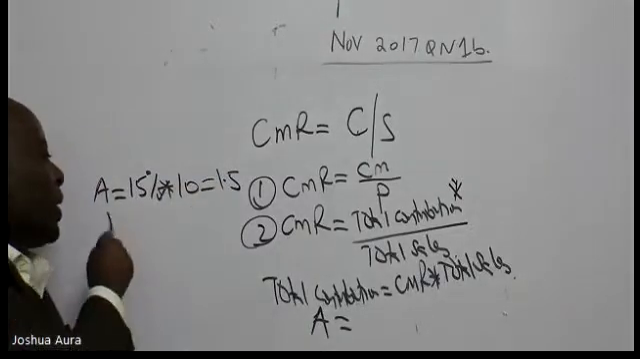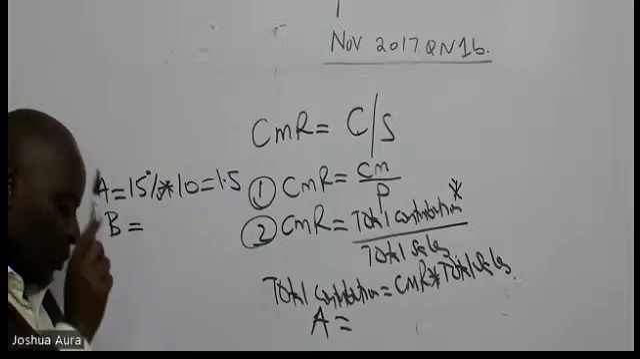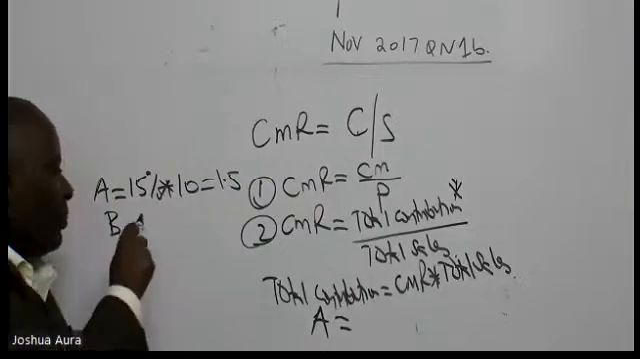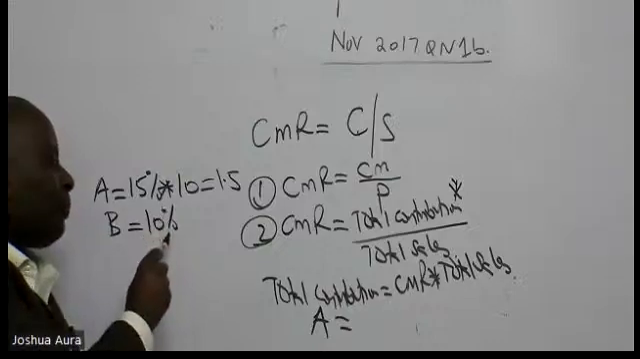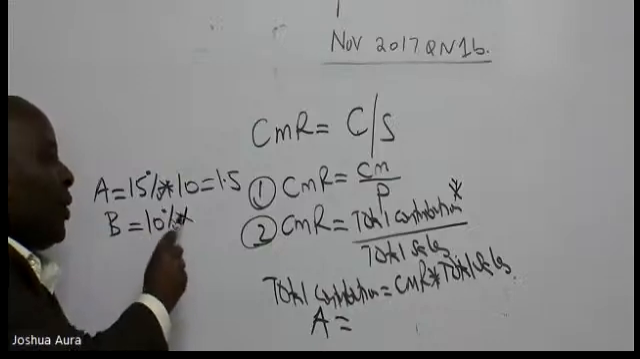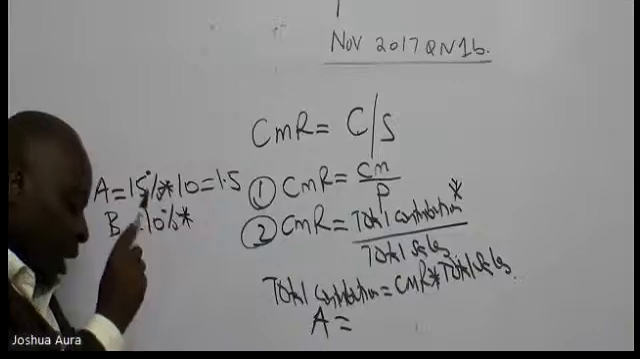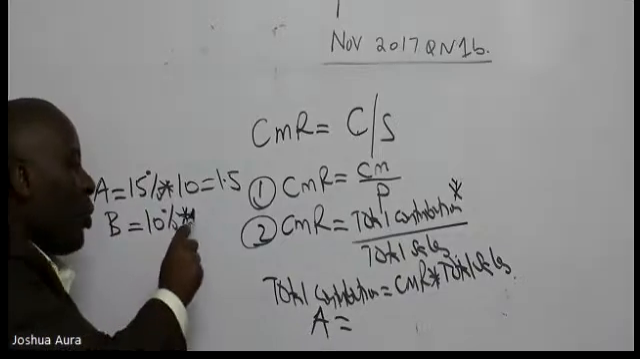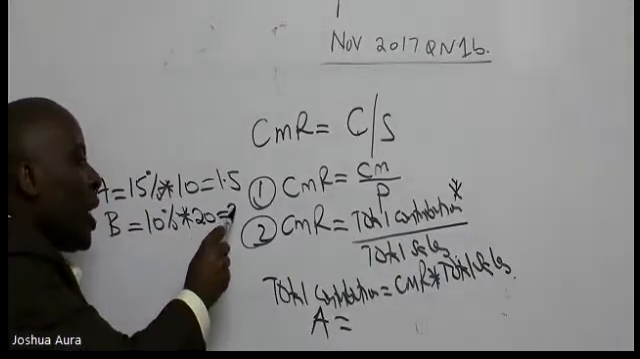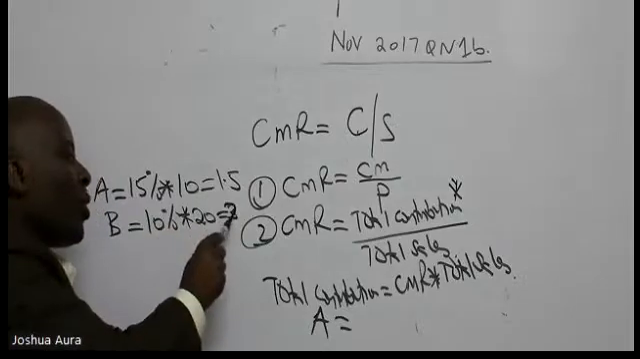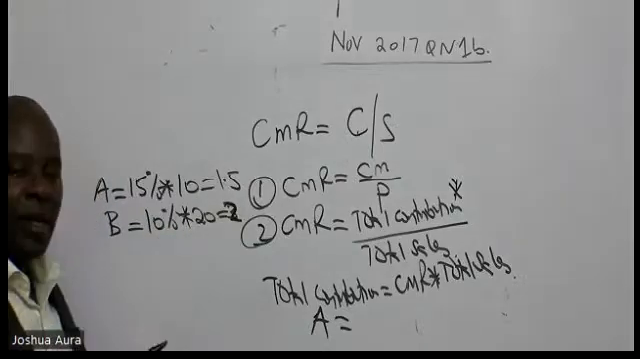How about in this case here, B? I can see the contribution percentage of B is 10%, right? Times, in this case, ladies and gentlemen, the sales of B. Sales of B, I can see it is 20. So I can see a cool 2 million there.